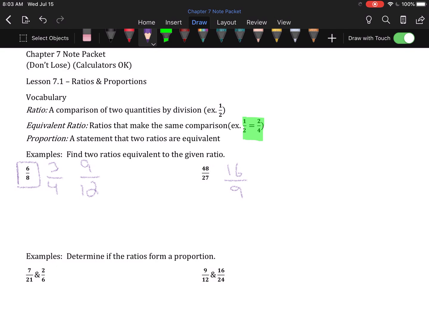By the way, we are getting into a time now where you are going to be allowed to leave improper fractions alone. I'm not going to make you change these to mixed numbers anymore. So 16/9, I need something equal to 16/9. Well, what if I doubled both of those? 16 times 2 is 32. 9 times 2 is 18. Those are equivalent ratios to 48/27. Okay. That is how simple I want it to be. Nothing crazy.